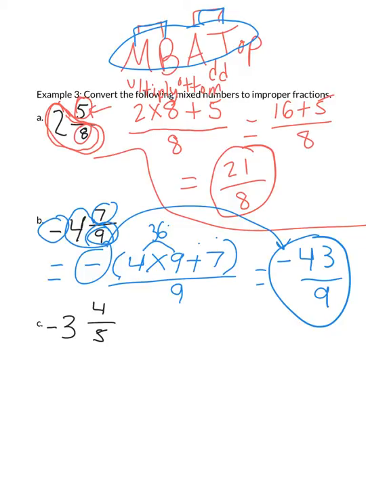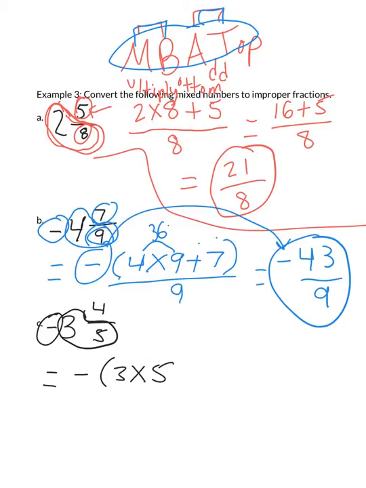And finally, C, I'll do in black pen. So I do see another negative symbol, -3 4/5. I'm going to bring down the negative symbol, put the parentheses after it. Now time to use the acronym MBAT. So I'm going to figure out the numerator with that acronym. So MB, multiply the number in front by the bottom. So that's 3 times the 5.